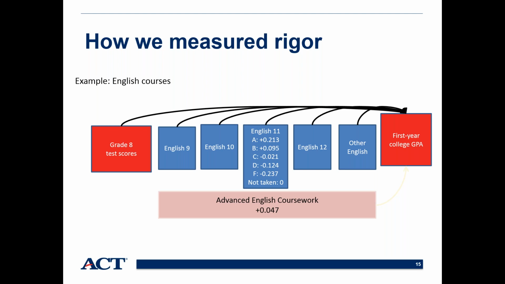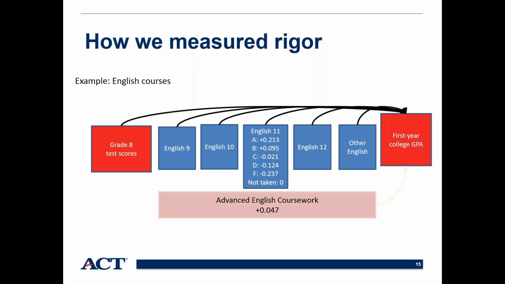This chart only shows the 5 English courses, but the model included 30 courses across all subject areas, plus the indicators for advanced coursework. For each high school course, students are grouped according to whether they took the course and what their grade was. The model then determined the weight for each of those groups based upon its empirical relationship to first-year GPA. And through this approach, the data determine how rigor should be operationalized.